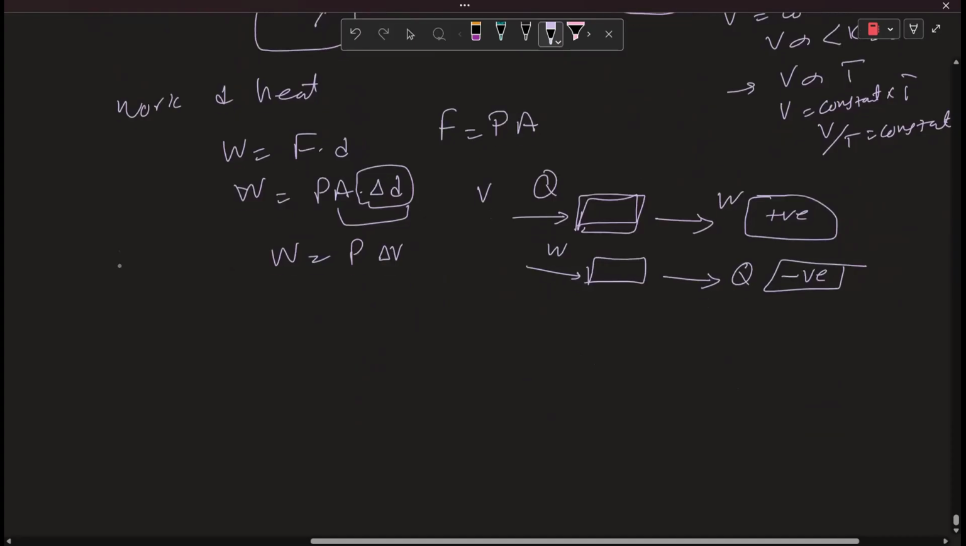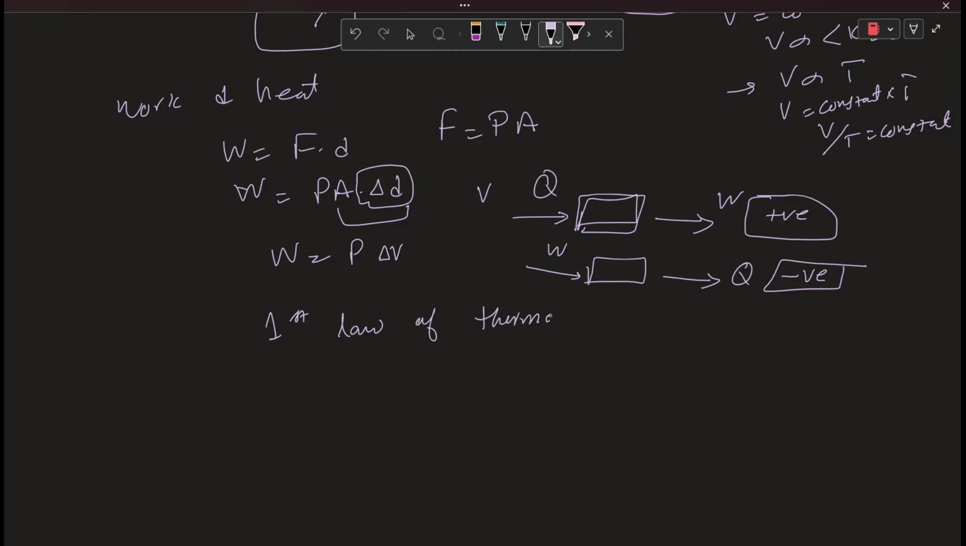So from here we get the first law of thermodynamics. And the first law of thermodynamics tells us that when heat is given to a system, it appears as the increase in internal energy of the system plus some work done by the system.